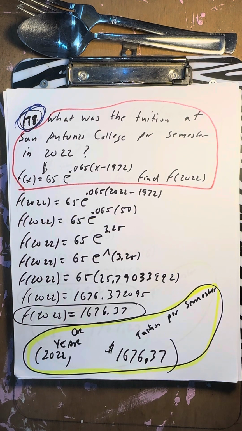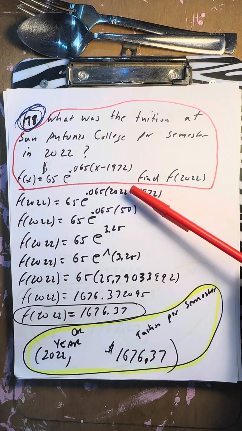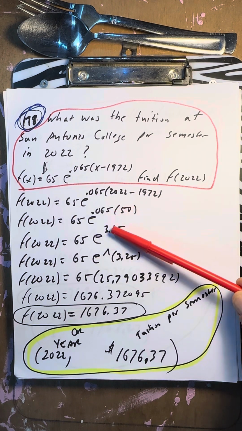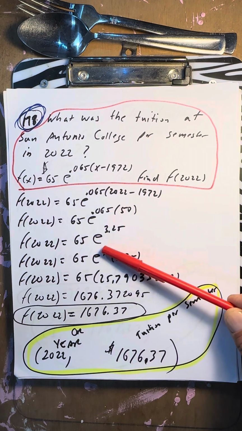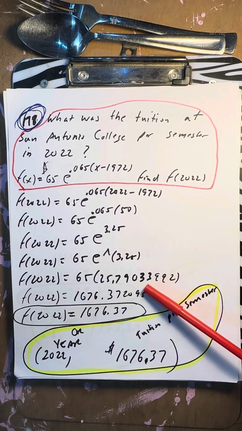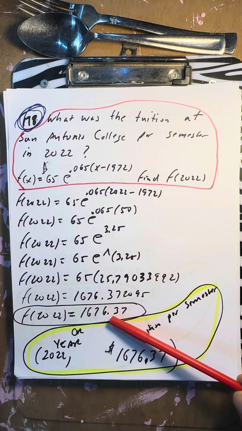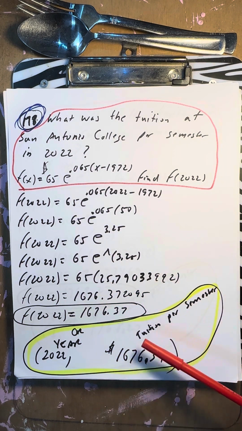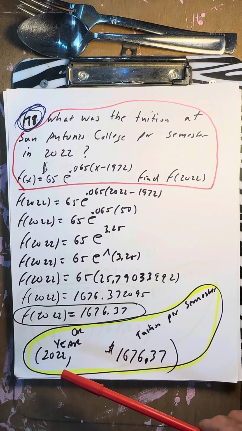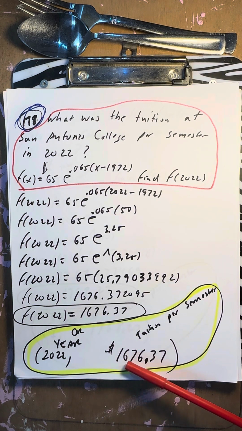What was the tuition at San Antonio College per semester in 2022? So now, here's our function. Put f of 2022. 2022 minus 1972 is 50. 50 times that is this number, and e to the power of that is going to give you this. Multiply times 65. So now we're going to get this long number, but I'm going to round it off to 1676.37. So in the year 2022, the tuition at San Antonio College was $1,676.37 for one semester.